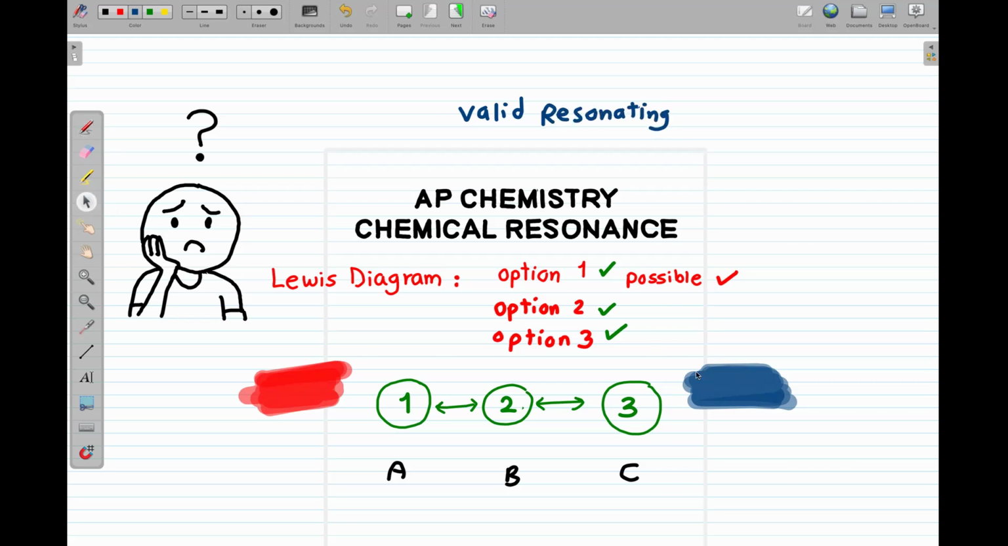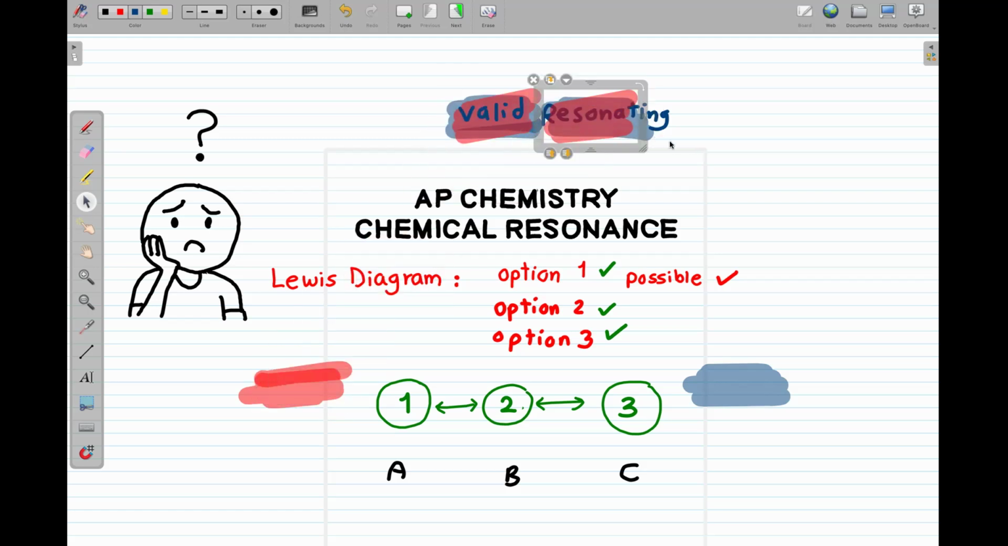Like if you have blue or red, the compound does not resonate between the blue or red. It's actually a mixture of them. So when you put the blue and red as a hybrid and make a purple color, this is a valid resonating structure.